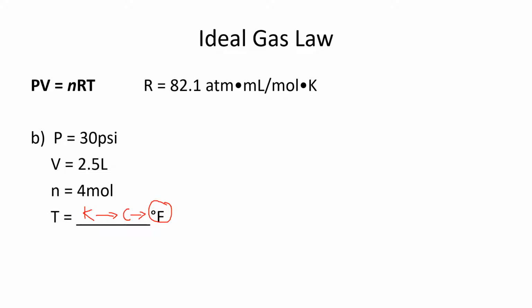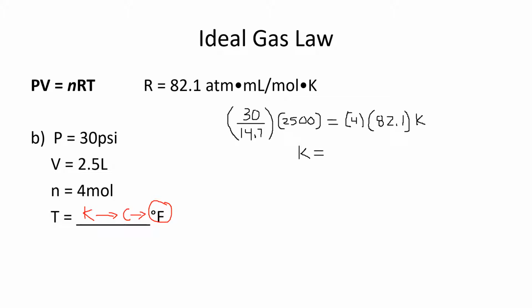All right, so first step, change your units. So we got atmospheres here, 30 psi divided by 14.7 gives you your atmosphere value. Your volume in mLs, 2,500. Your n value, in this case moles, is 4 moles. And then we have your R value. Remember, it's going to give us K. We're going to have to go to Celsius and then Fahrenheit. So to get K by itself, we're going to divide both sides by 4 times 82.1. So K gives us 15.5.